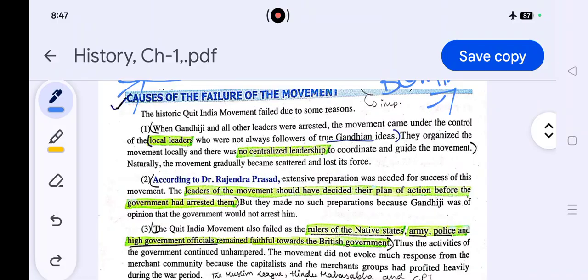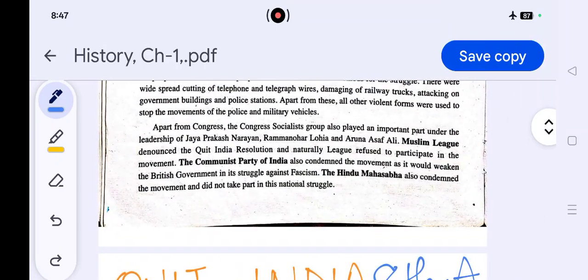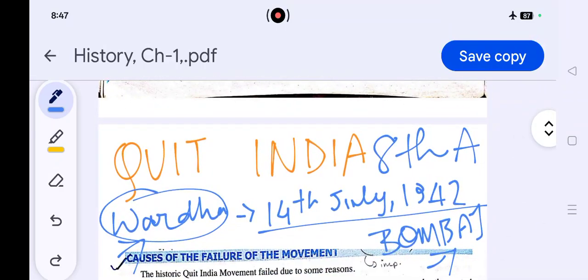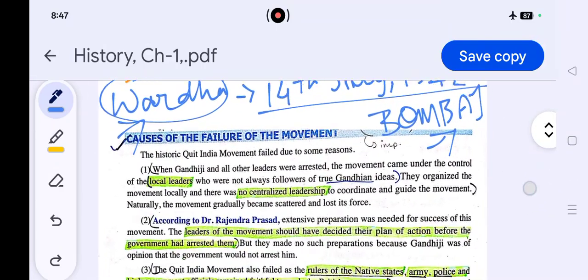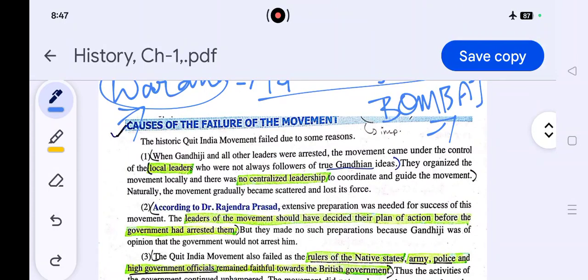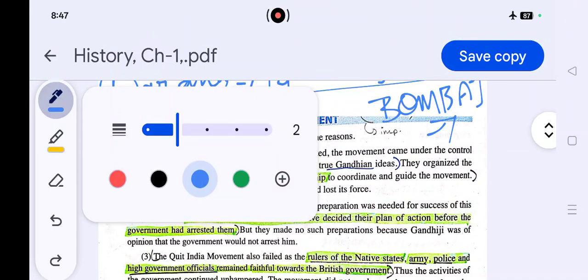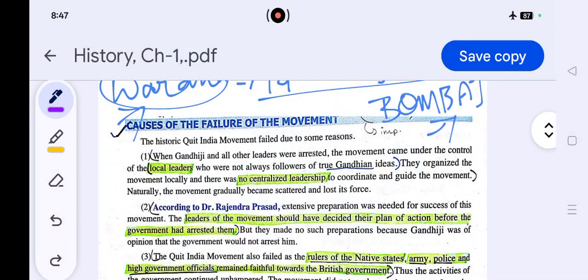Course of the movement, you can read it on your own if you want to, the spread of it, and we will directly go on to the causes of the failure of the movement. Let's change the color again. The historic Quit India movement failed due to some reasons. When Gandhiji and all other leaders were arrested, the movement came under the control of the local leaders.